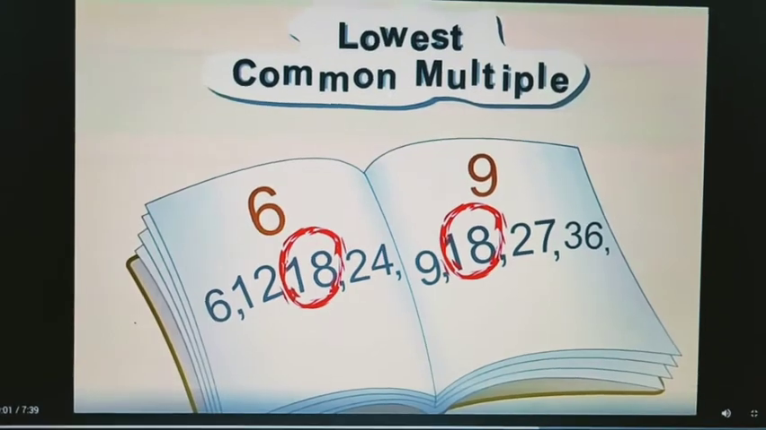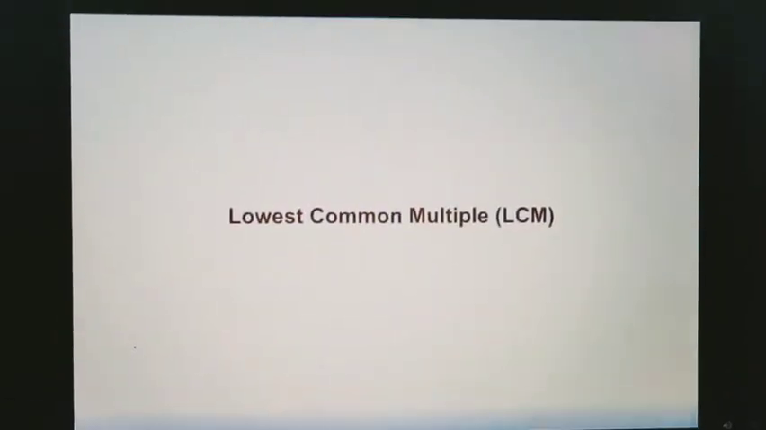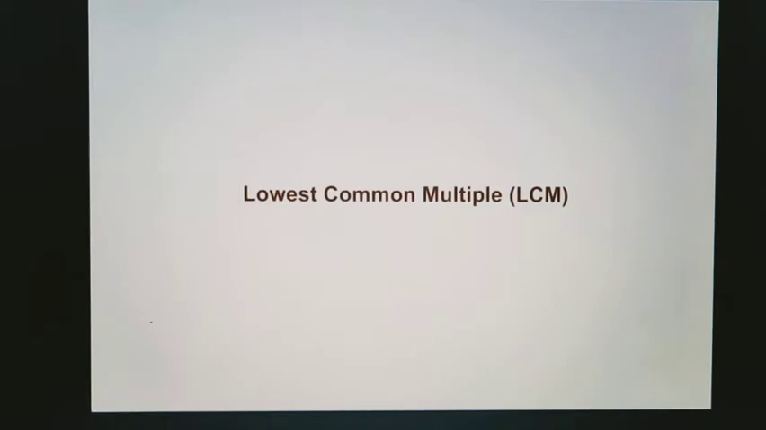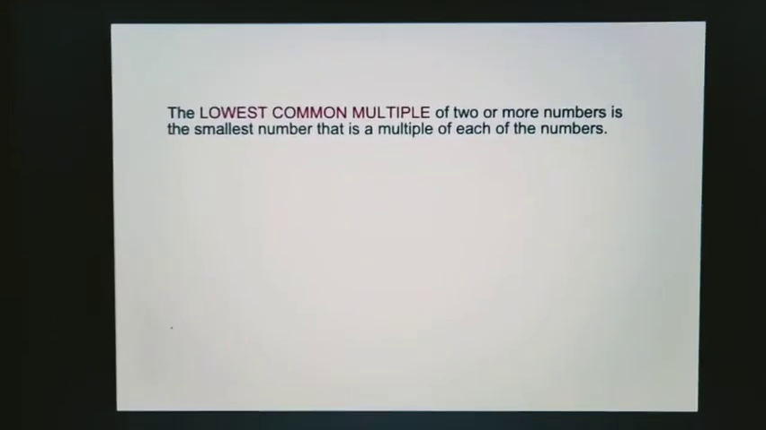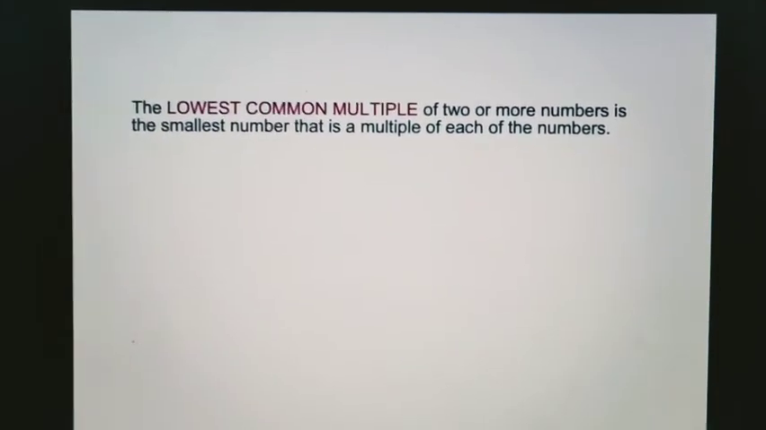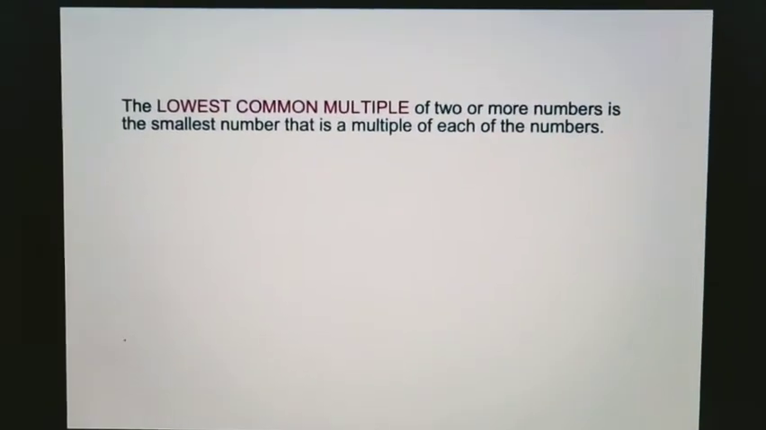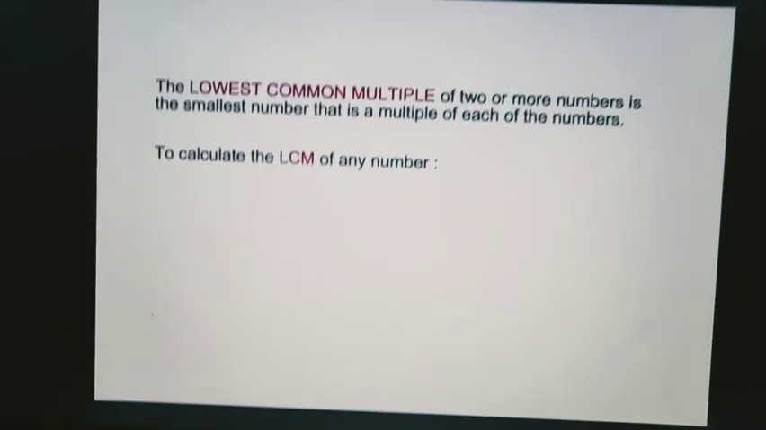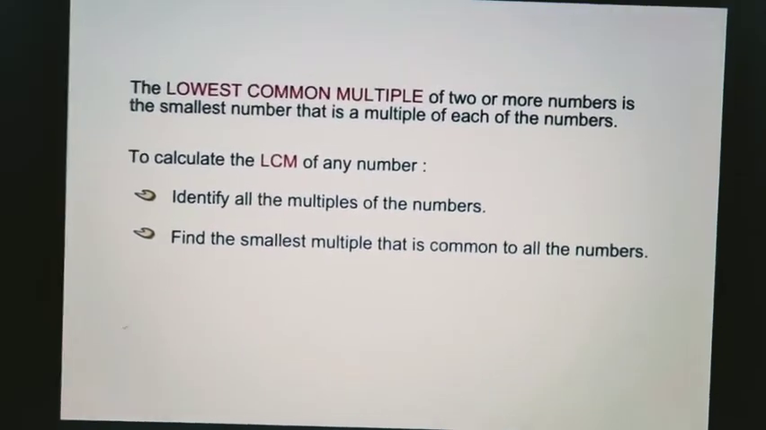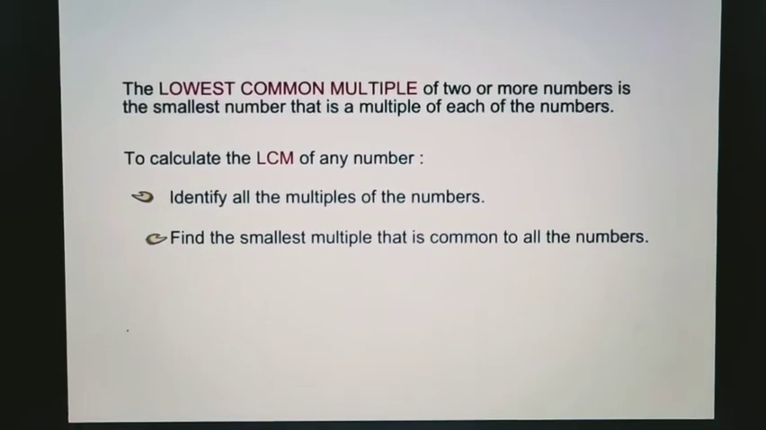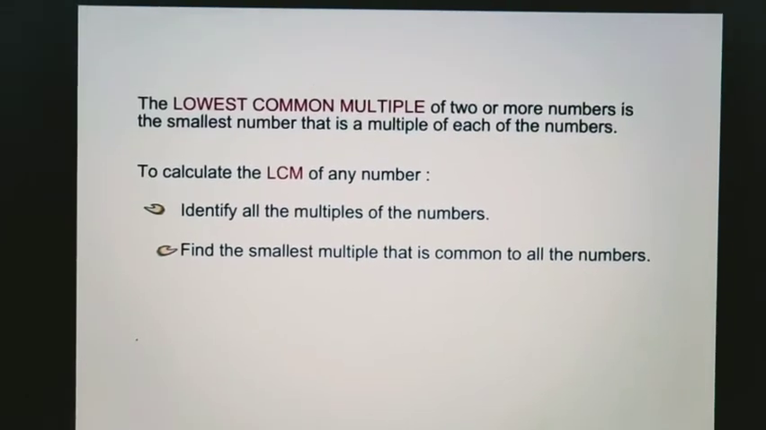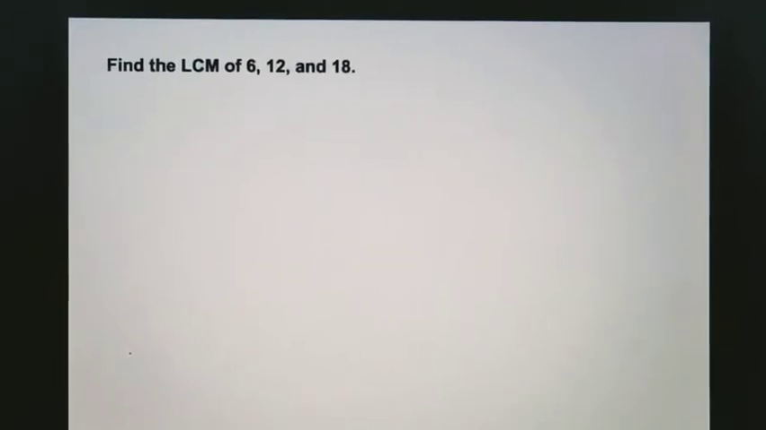Lowest common multiple, LCM. Let us learn how to find the lowest common multiple, LCM, of two or more numbers. The lowest common multiple of two or more numbers is the smallest number that is a multiple of each of the numbers. To calculate the LCM of any number, first identify all the multiples of the numbers and then find the smallest multiple that is common to all the numbers. Observe the process of finding the LCM of 6, 12 and 18.